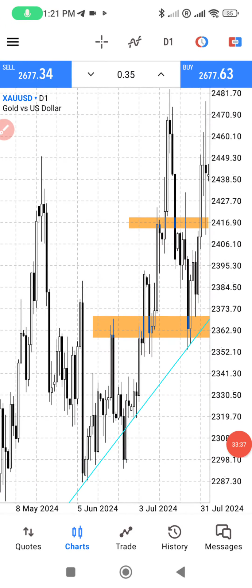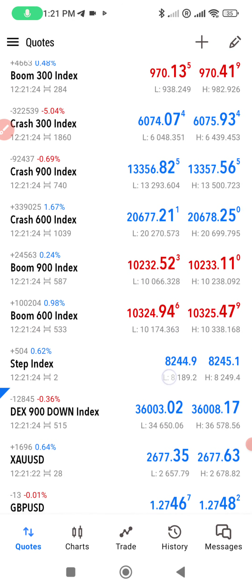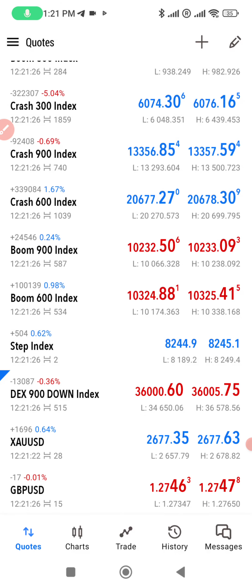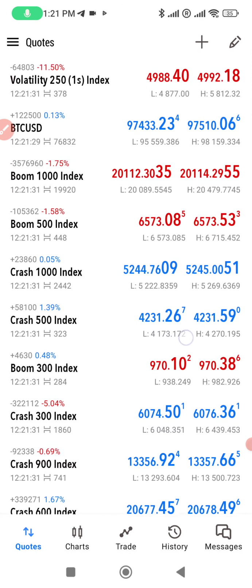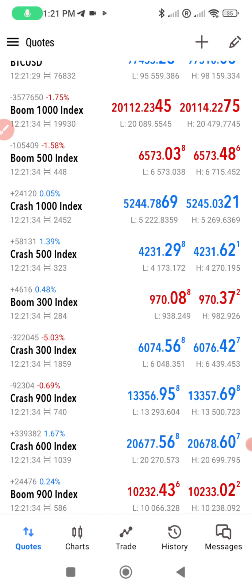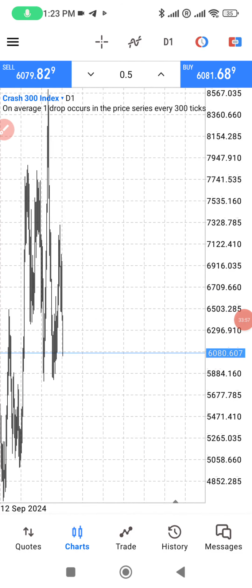Let us check the crash market. Let us check Crash 300. So right now this is Crash 300 in the daily time frame. So we have this IBL. That is the IBL here.